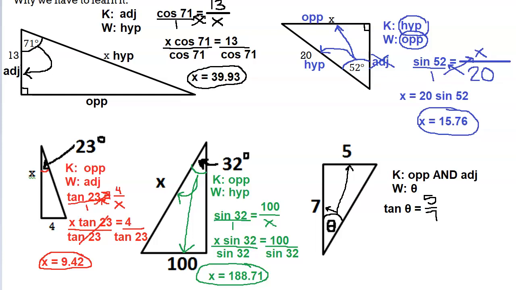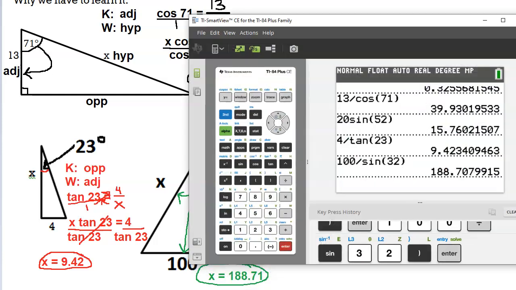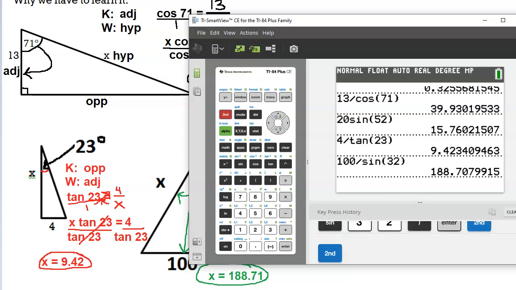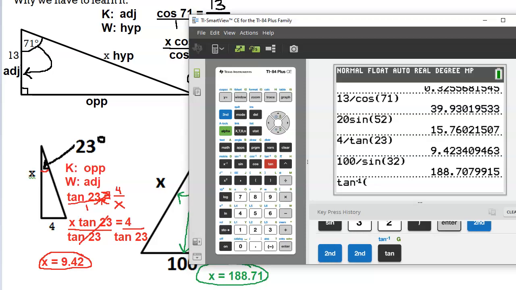Well, it turns out you can work in reverse. It's called the inverse, actually. And in this calculator, it's in blue. So if you hit the blue second button first, and then you hit the tangent button, it puts a little teeny -1 right there. That is the symbol for an inverse function, which means we are doing tangent, but we're doing it in reverse.